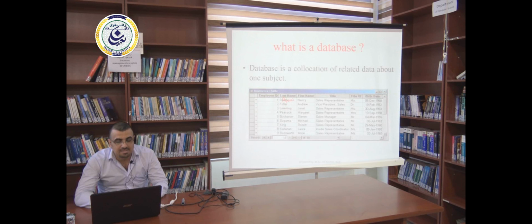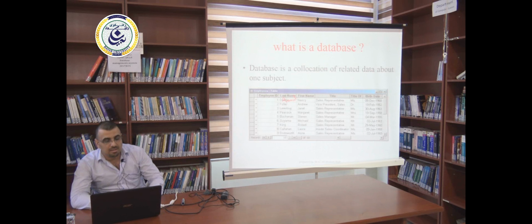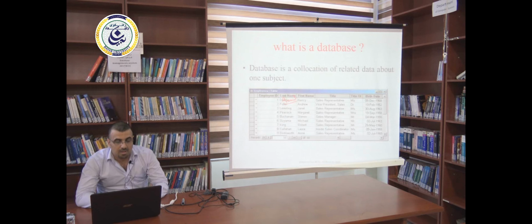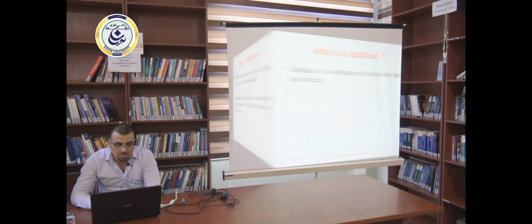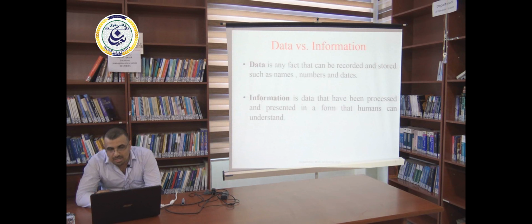Now Ahmed is data, it is not information, because I cannot understand what Ahmed means. How many Ahmeds do we have? But if I say Ahmed is the last name of employee number one, at this time we can consider Ahmed as information. So from this point we can define information as data that has been processed and presented in a form that humans can understand.